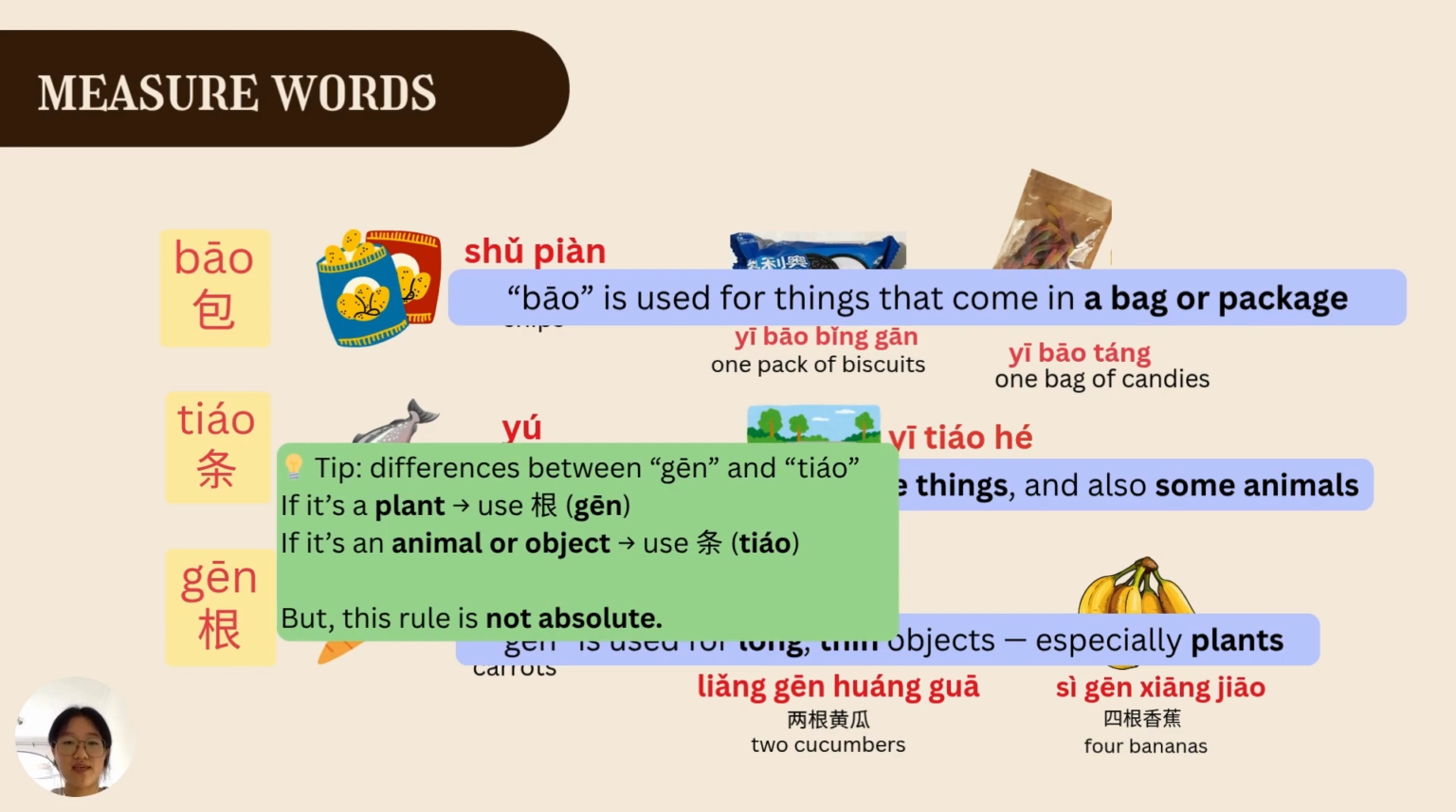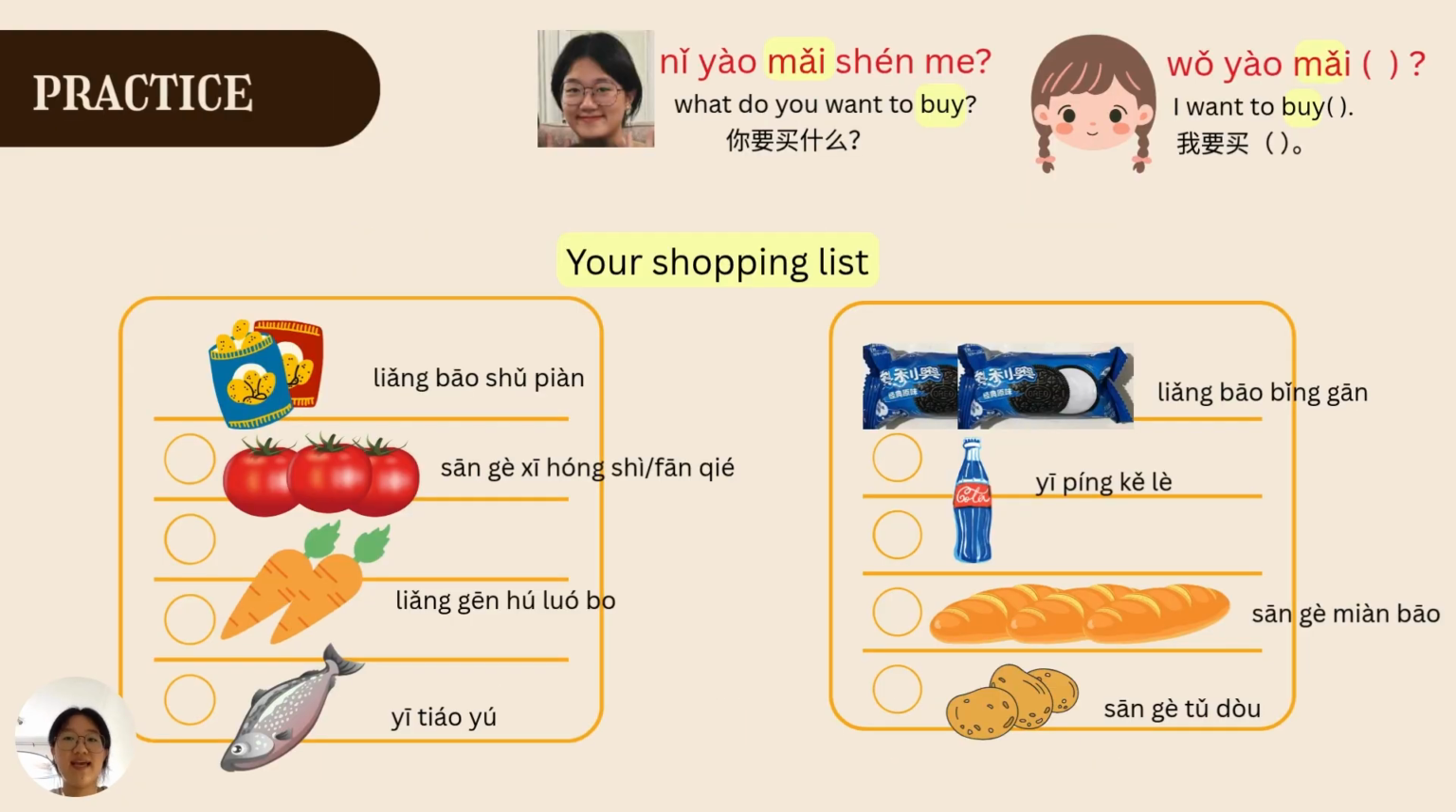So we can see that 条 is for long, narrow things. 根 is also for long, thin objects. So what are the differences between them? Differences between 根 and 条. If it's a plant, use 根. If it's an animal or object, use 条. But this rule is not absolute. It depends. At the end of the class, let's have a small practice.